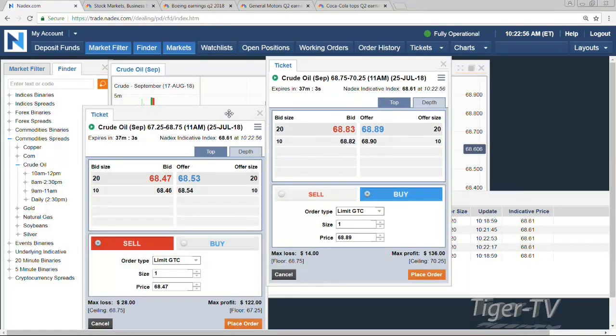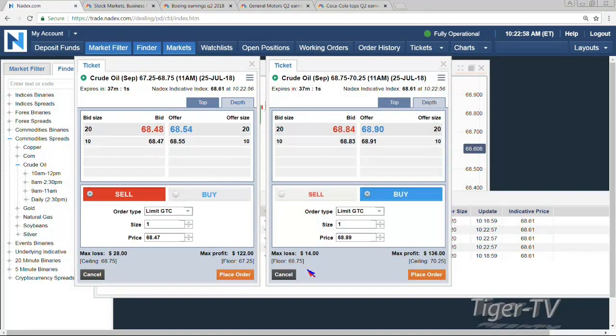Let me pull these up a little bit. 42. 42, keeping in mind here that you can see the bearish one being about $14 more expensive, and that represents the value you have because you're about 14 pennies below 68.75 of intrinsic value on the bearish one. So $42 for 11 a.m.